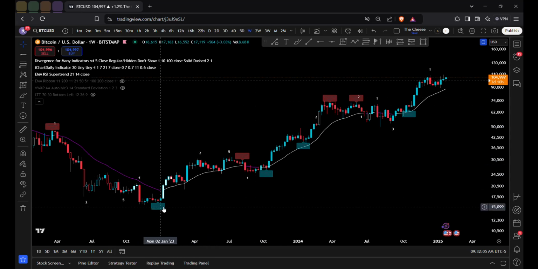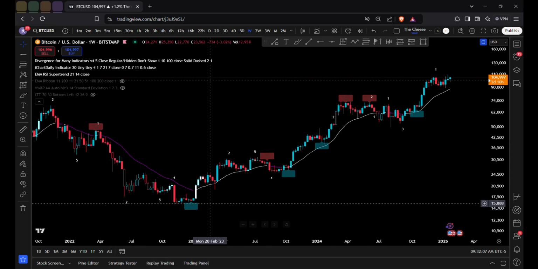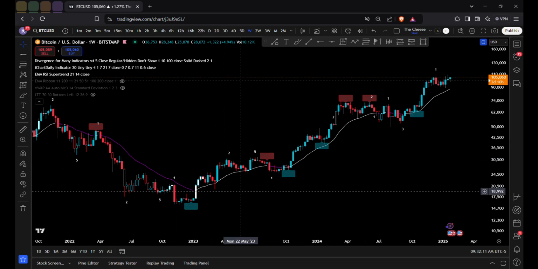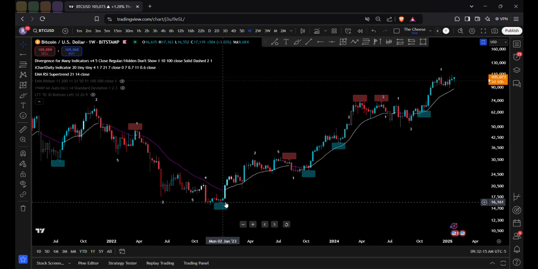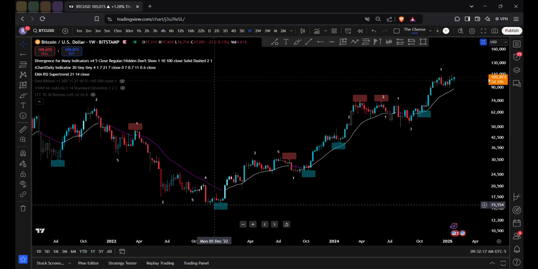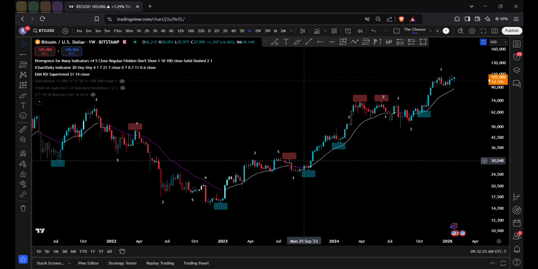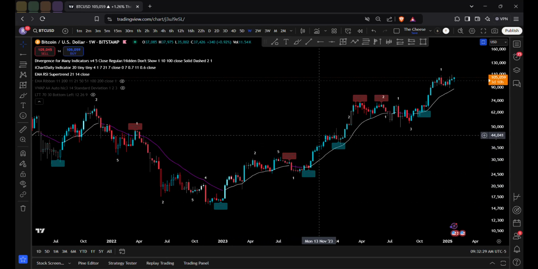I dulled them down, so once again, I want to be able to see price action, not just labels and lines and numbers all over the screen. The whole point, the blue labels are bullish order blocks where institutions are buying. The red ones is large institutions are selling large amounts of volume, right?